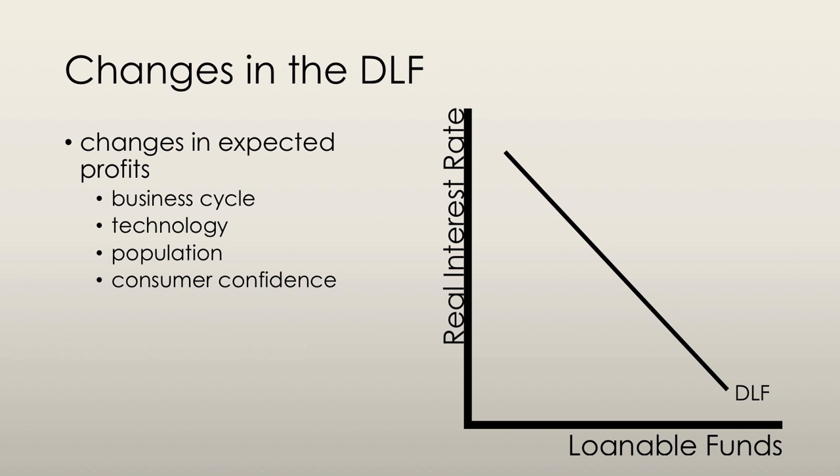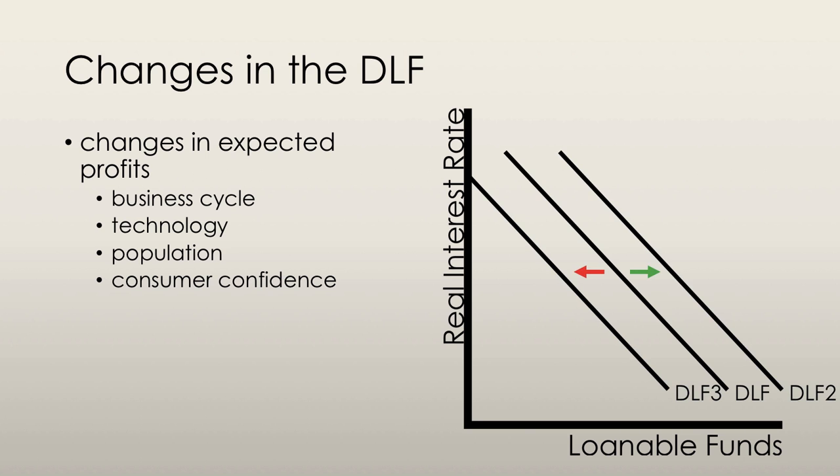When we talk about changes in the demand for loanable funds, we're going to see changes in the curves. We're going to see either an increase or a decrease. Anything that changes the expected profit will change the demand for loanable funds. Ceteris paribus, the greater the expected profit from new capital, the greater is the amount of investment, and thus the greater is the demand for loanable funds. But what changes expected profits? One of the things that changes expected profits is the business cycle, the expansions and the recessions. Expansions increase expected profit, and recessions decrease expected profits.